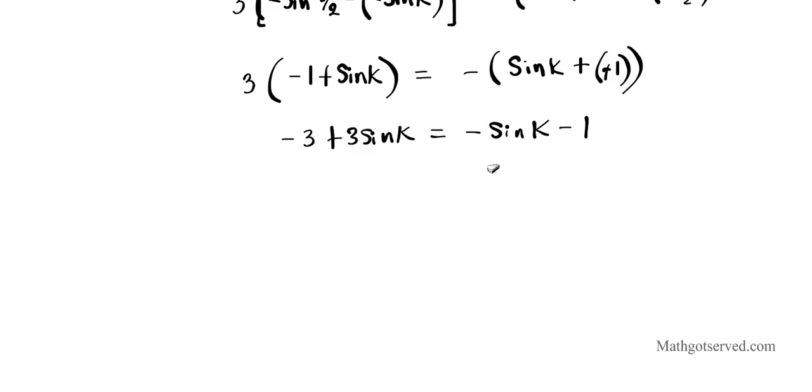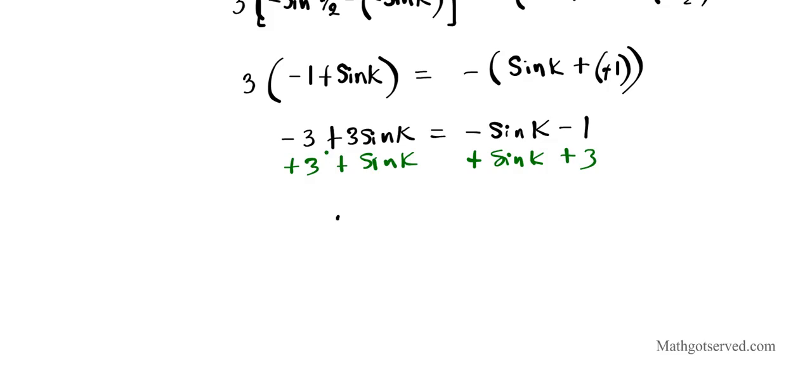So what I'm going to do is basically add sine k to both sides and add 3 to both sides. So we have all the variables on one side and the numbers on the other side. Okay, basic algebra. So we're going to add sine k here too. Add sine k. Okay, so these ones cancel out.